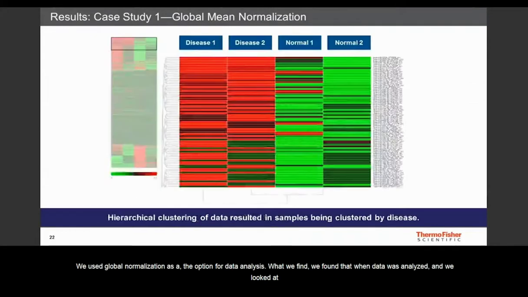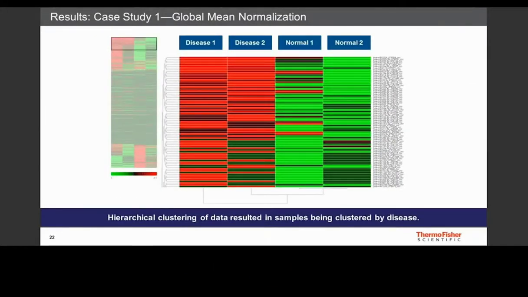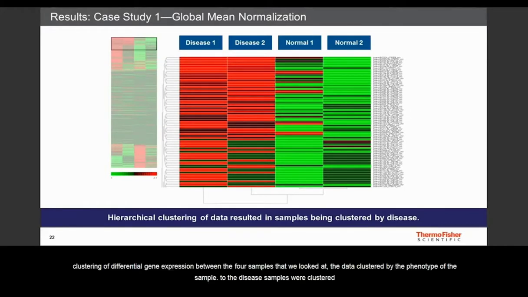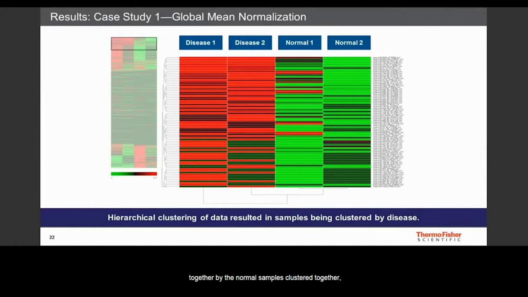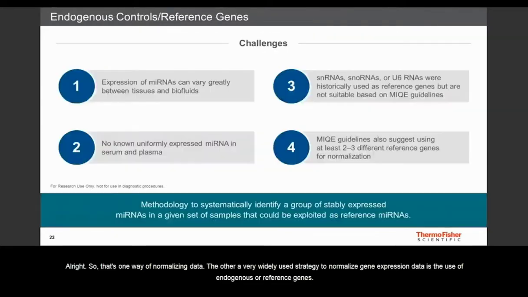What did we find? We found that when data was analyzed and we looked at clustering of differential gene expression between the four samples that we looked at, the data clustered by the phenotype of the samples. So the disease samples were clustered together while the normal samples were clustered together, which was what was expected for the set of samples. All right, so that's one way of normalizing data.